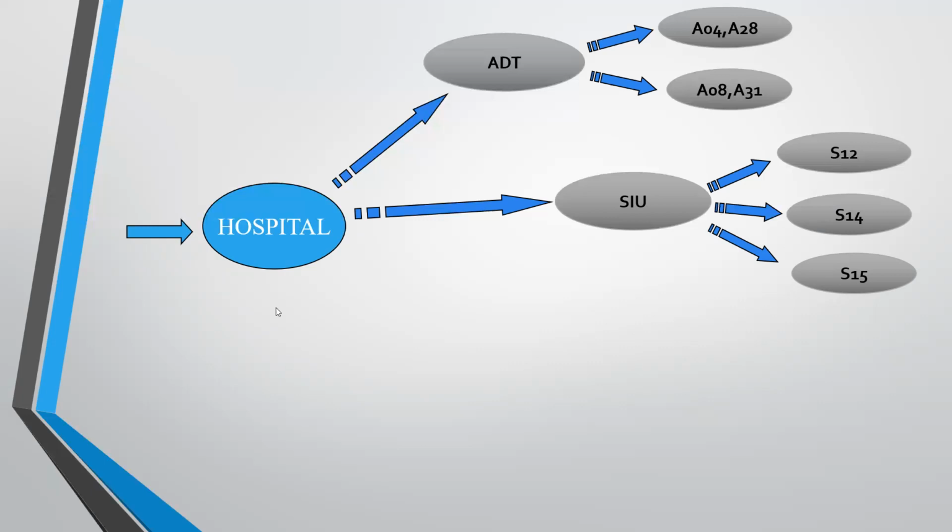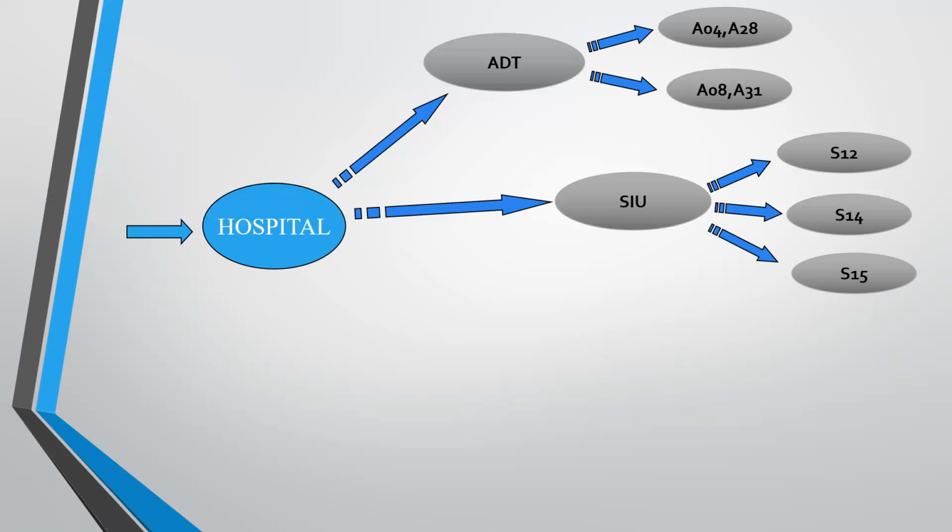So whatever you are seeing here, this is called the message code, and this is called the trigger event. So SIU S12 is a message type, and when you look at SIU S12, you will clearly understand that the HL7 message that I am looking at is a new appointment related message.